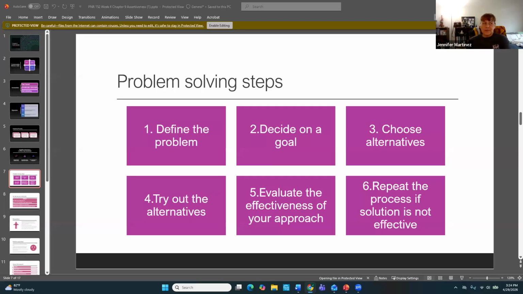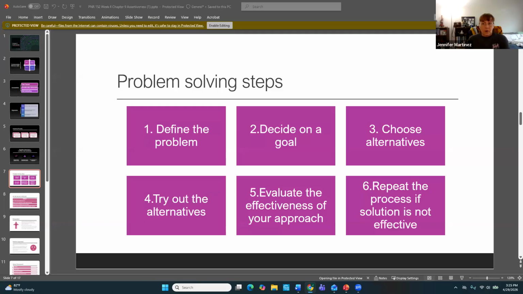Anytime you have a situation where you need to solve a problem, you can use this process. Step one is define the problem. What's the issue? Sometimes what we think is the issue isn't always the issue, right? So you want to identify and define the problem. It may require you to collect some data to identify what the problem is, and then you can write a problem statement, much like you would use the nursing process.